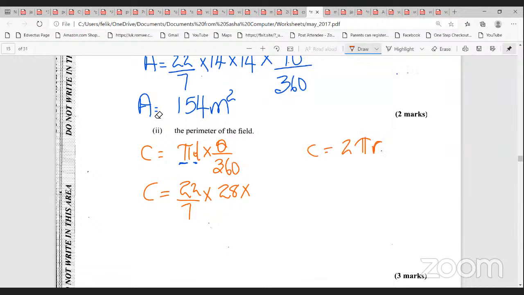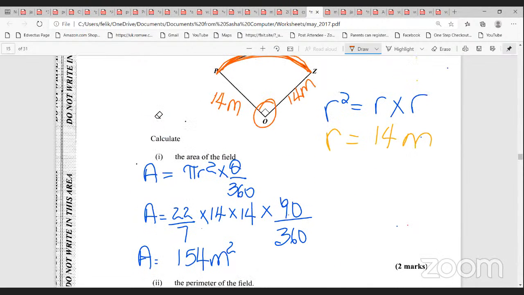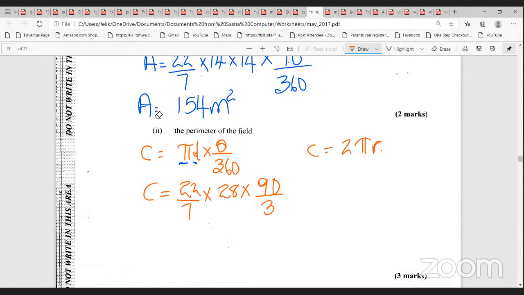All right, so it's theta over 360. What's the value of theta? 90. All right, so the value is the angle. So it's 90 over 360. So go ahead, we put this into a calculator: 22 times 28 times 90, divide by 360, divide by 7. And that gives me 22 meters.